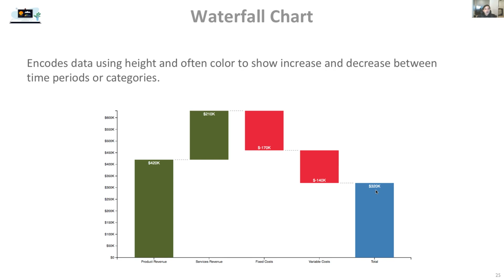As you see, waterfall charts show a running total as values are added or subtracted. For example, here the running total is 630K, or here the running total is 460K, and here the running total is 320K.